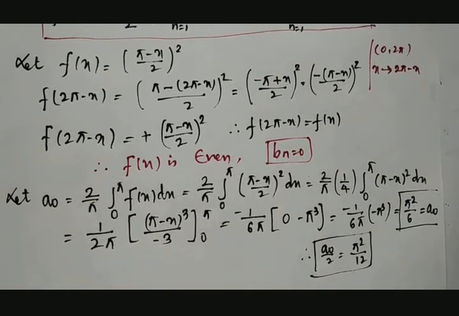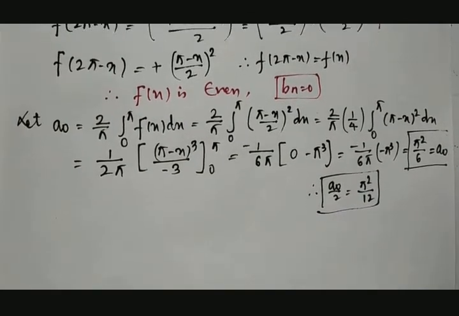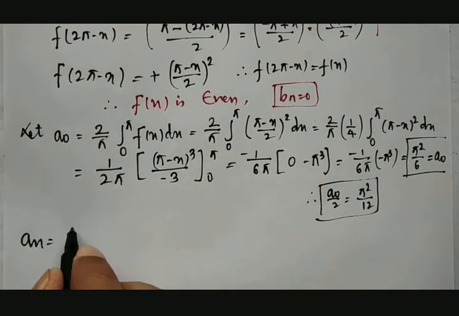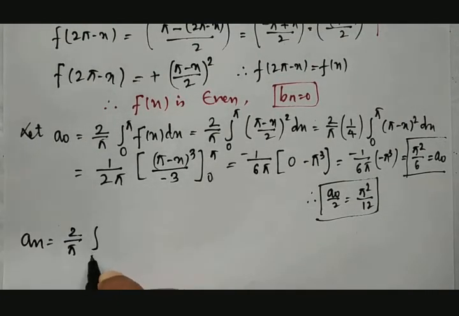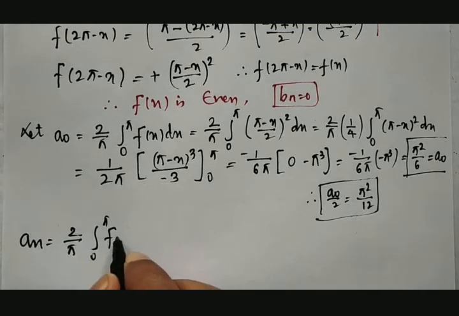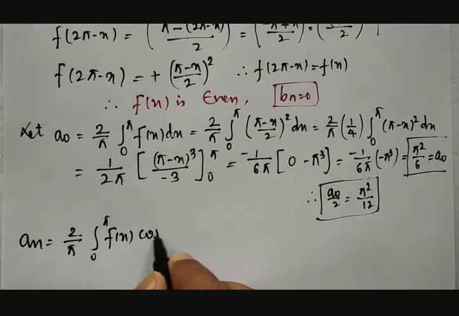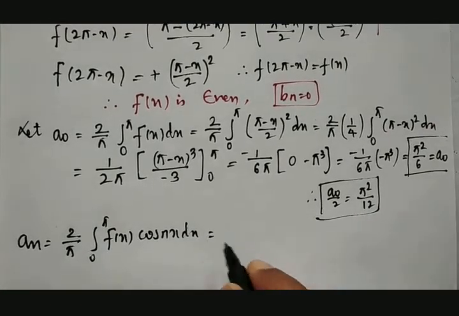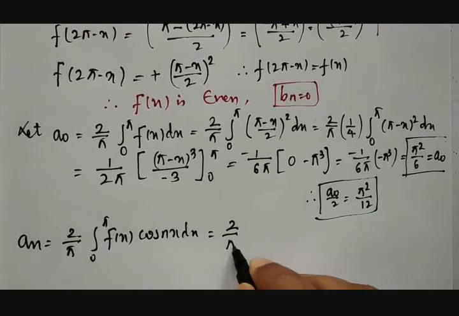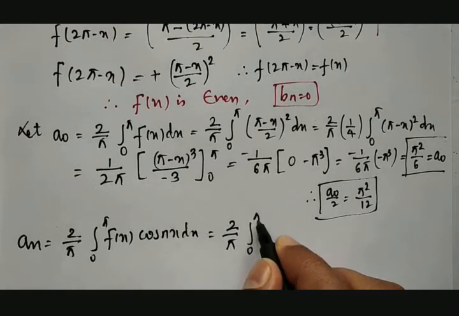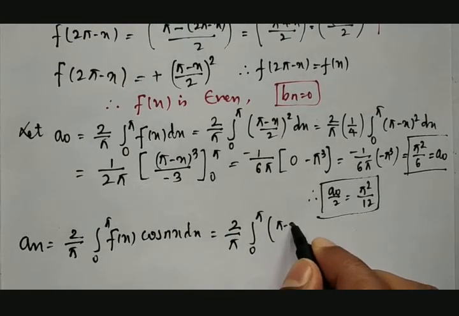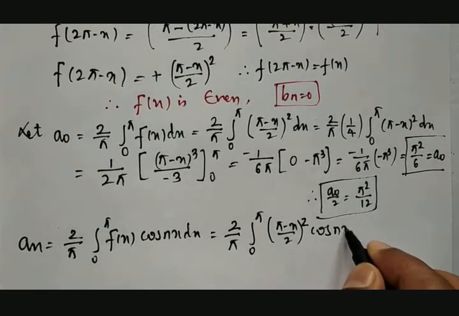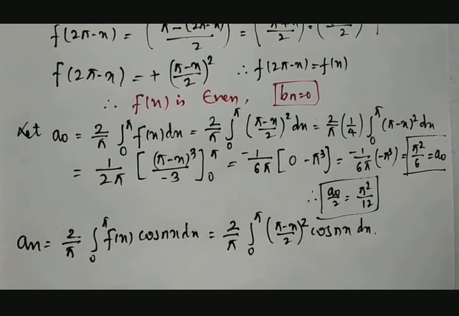This is the result. Similarly, an is equal to 2 divided by pi, integration between 0 to pi, f of x into cos nx dx. Therefore, 2 divided by pi, integration between 0 to pi, that is (pi minus x divided by 2) the whole square into cos nx with respect to x.